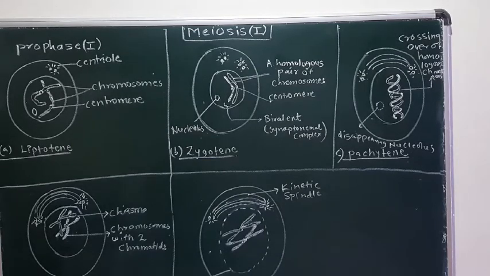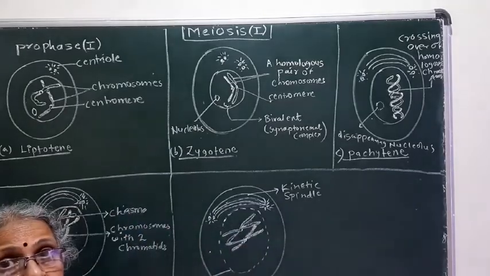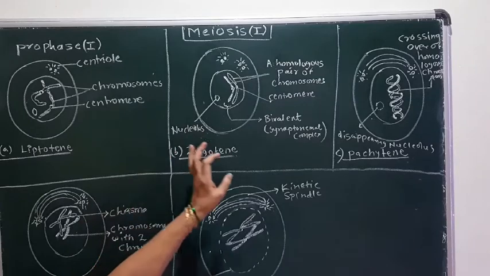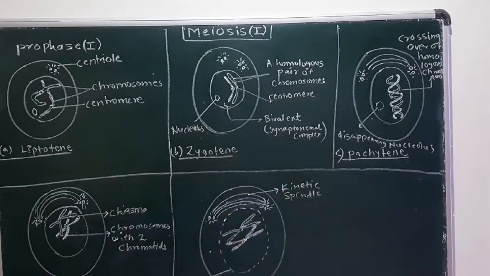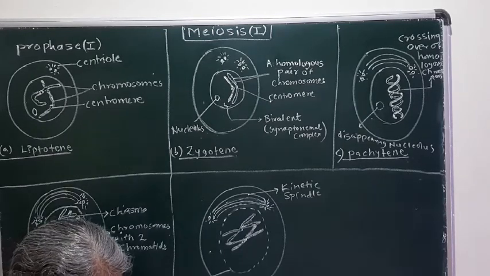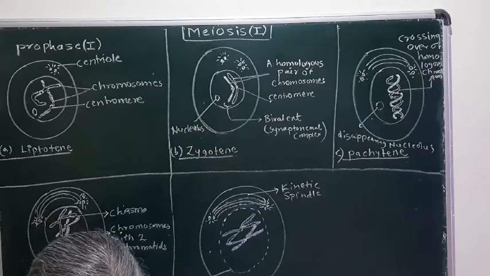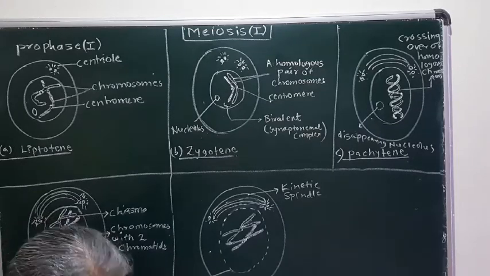Now they separate from each other. Followed? So these are the 5 steps that you have to remember in meiosis 1, prophase 1: leptotene, zygotene, pachytene, diplotene and diakinesis. Followed? These steps are not given in detail in your book, and the figures are also not clear. So I have taken the figure from some other book.